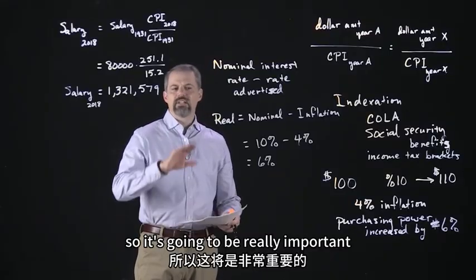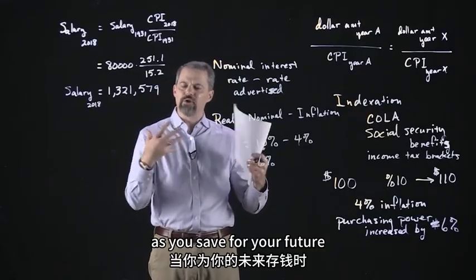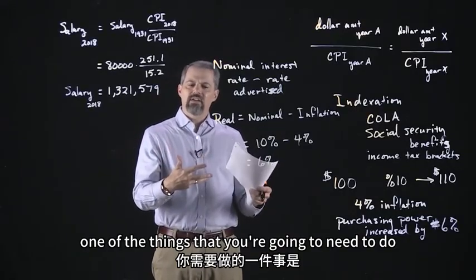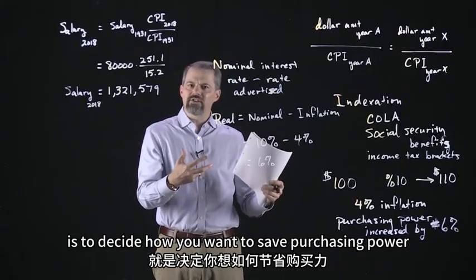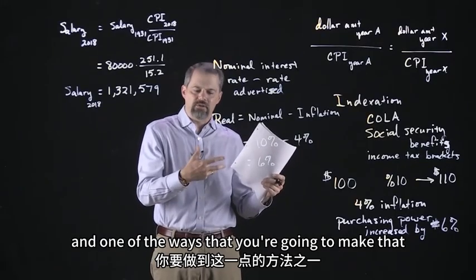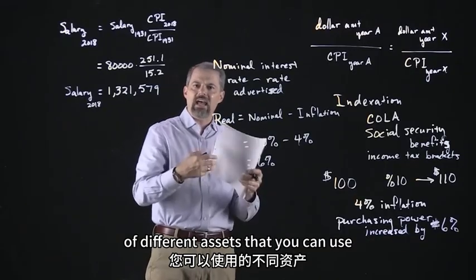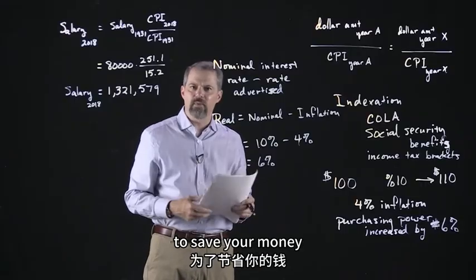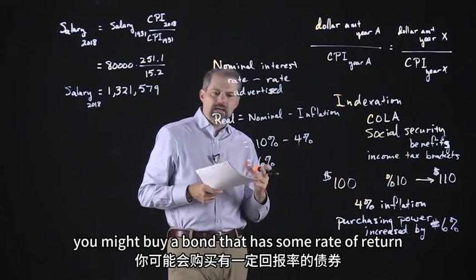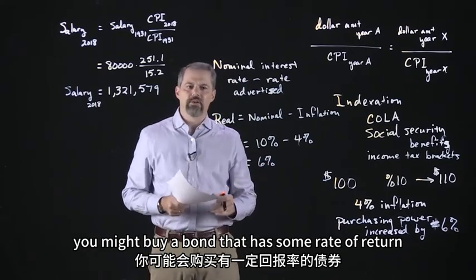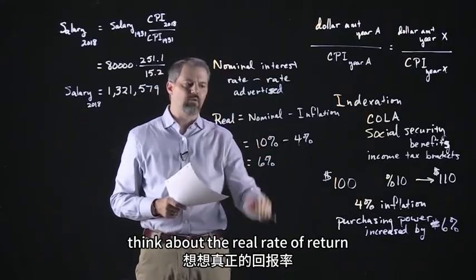So it's going to be really important that you make that adjustment. As you save for your future, one of the things you're going to need to do is decide how you want to save purchasing power. One of the ways you're going to make that decision is based upon the rate of return of different assets that you can use to save your money. So you might buy a bond that has some rate of return. What you need to do is make sure that you always think about the real rate of return.